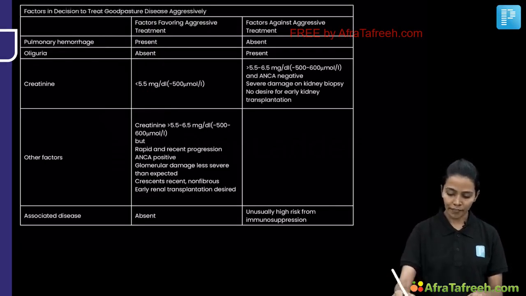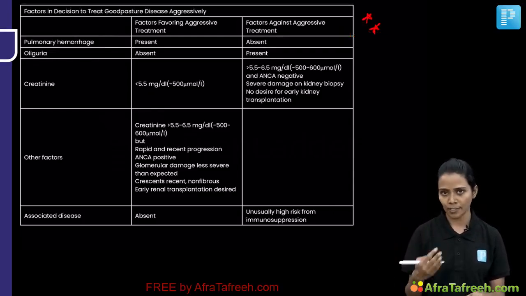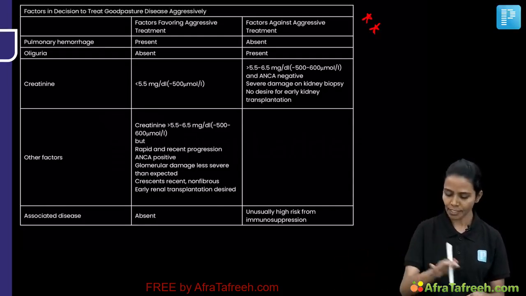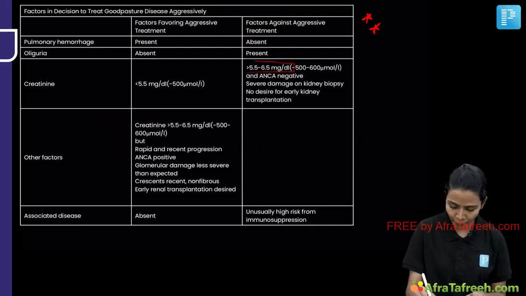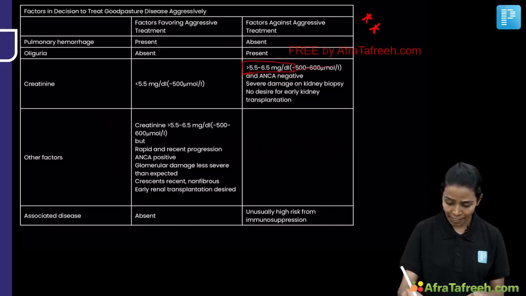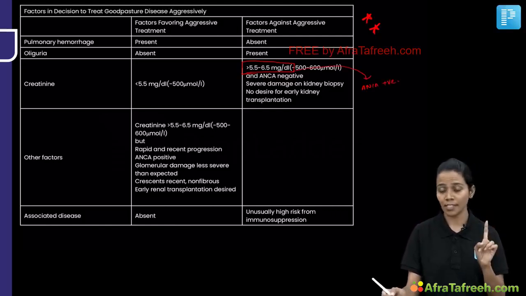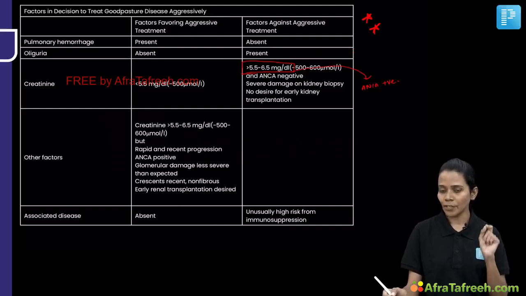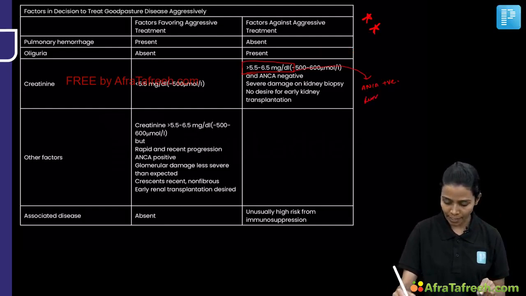Now, this is a very, very important table: factors in decision to treat Goodpasture disease aggressively. First you see the factors in which you don't treat aggressively, then this will become easy. The condition in which you don't treat aggressively is when creatinine is more than 5.5 to 6.5. So once the patient's creatinine is more than 5.5, you are not going to give immunosuppression. The only exception to this is if the patient is ANCA positive, that is the double positive disease, like we told, where the patient will be treated like ANCA vasculitis. Second is when there is lung hemorrhage.